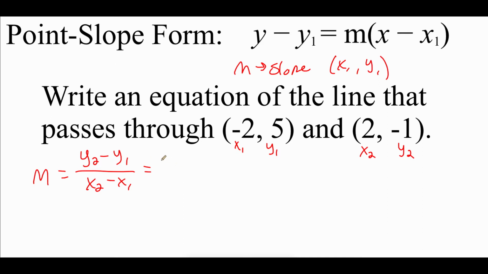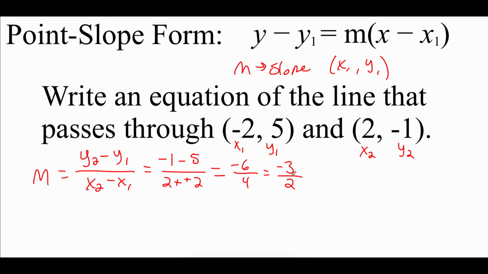So my y2 value is negative 1, minus my y1 value is 5, over my x2 value is 2, minus my x1 value, which is negative 2. So across the top, negative 1 minus 5 is negative 6. And then across the bottom, 2 minus negative 2, we've got a double negative happening down there, so we're going to switch that into addition. So now 2 plus 2 is 4. Now we've got the fraction negative 6 over 4 that is reducible. Each one of these numbers is divisible by 2, so we would get negative 3 halves as our slope.